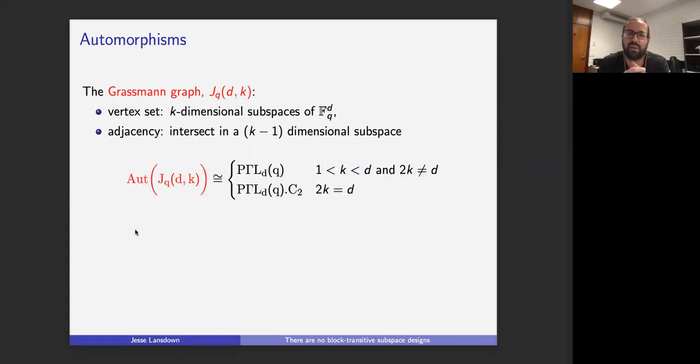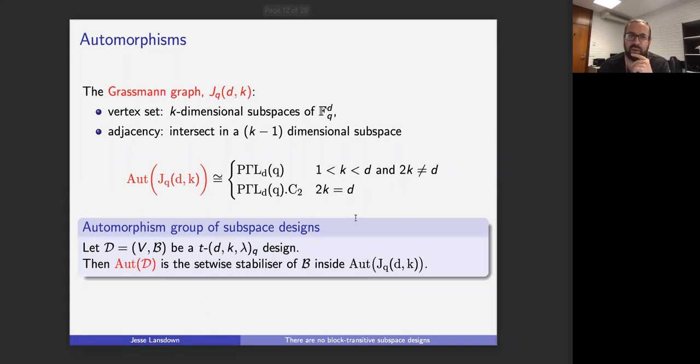And the automorphism group of this graph is then what you would expect it to be most of the time. It's P gamma L. But if your K spaces are exactly half the dimension, then we get this extra C2. And that's, I guess the graph is sort of preserving the subspace lattice structure. And in the case you're half the dimension, you can kind of invert things. And so we take our automorphism group of our design to be inside of the automorphism group of this Grassmann graph. And essentially you can't really get any bigger than this without losing the embedded structure that you would have inside of the vector space.